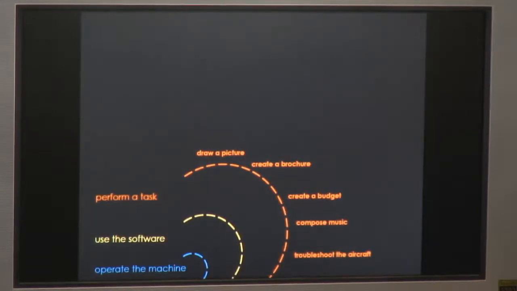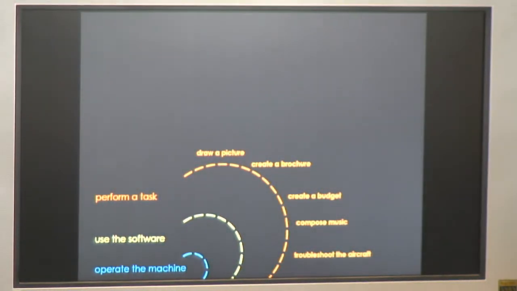That brought the third generation of computing, and one of the key points of the third generation of user interfaces was that they realized that sometimes you wanted to do a task that involved several programs.